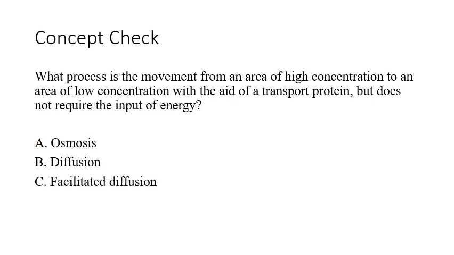All right, and next question here, what process is the movement from high concentration to low concentration with the help of a transport protein? So if we're using a protein to help us go from high to low concentration, what's that going to be? And of course, the answer there is facilitated diffusion.